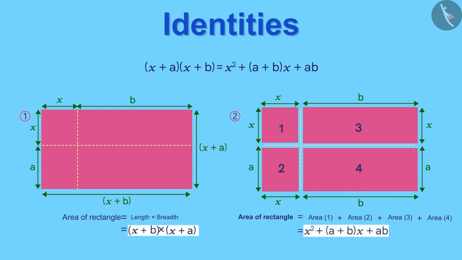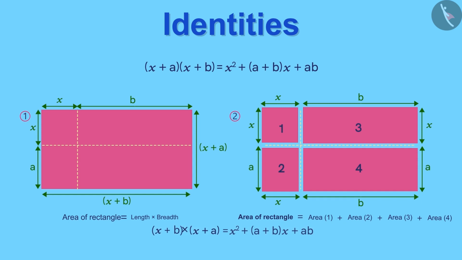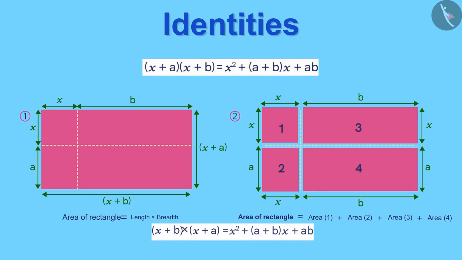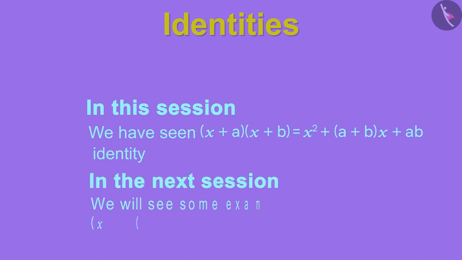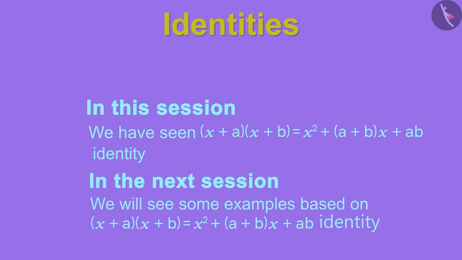The area of the rectangle that we get using both the methods will be equal. As you can see, this is the same identity that we saw earlier. In this session, we have seen this identity. In the next session, we will see some examples based on this identity.